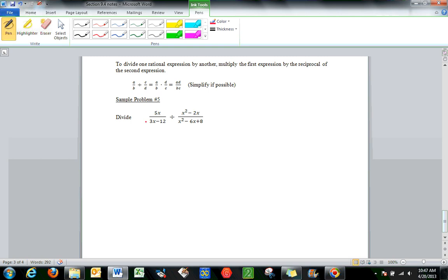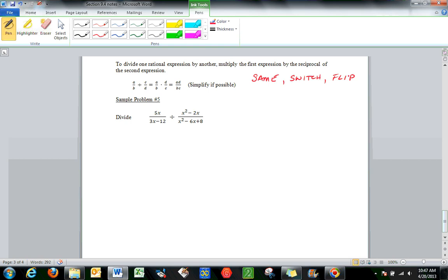I've heard many students in the past use the little expression of same, switch, flip as a way to remember how to change your division problem to a multiplication problem. So if that works for you, that's fine. And basically then you would just follow the process that we've been learning in previous videos.